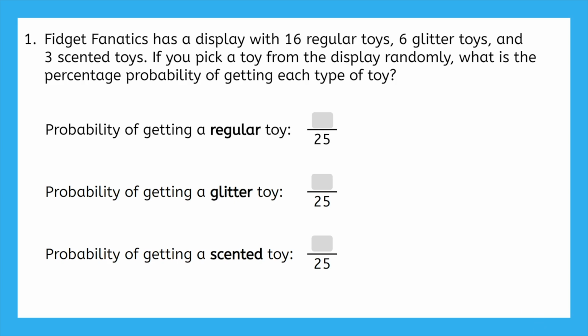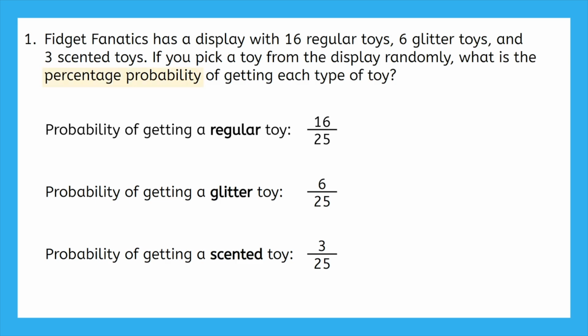Check your answers against mine. 16 out of the 25 possible toys are regular, so that probability is 16 over 25. For the glitter toys, the probability is 6 over 25. And for the scented toys, it is 3 over 25. Nice! We have accurate probabilities for getting each type of toy. Are we done with this problem?